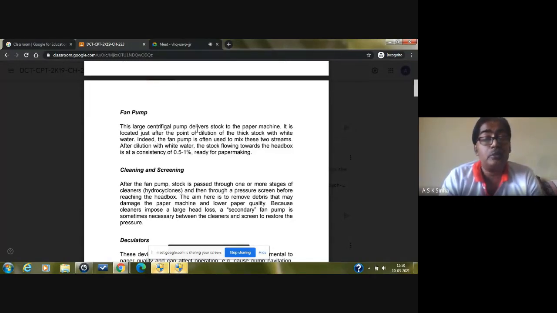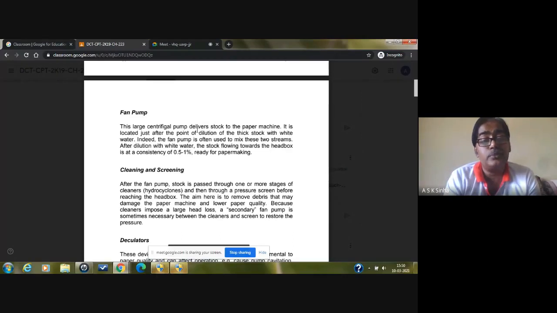And generally for cleaning purposes, for removal of dirt, unwanted materials, and metal scrap, we have the cleaning and screening system, right? After the fan pump, the stock passes through one or more stages of centric cleaners. Centric cleaners are basically hydroclones, just like cyclones. We have hydroclones, which separate the solid particles, and the material comes in slurry form. The base is hydro, water. That's why it's called hydroclones. That means water is the base.